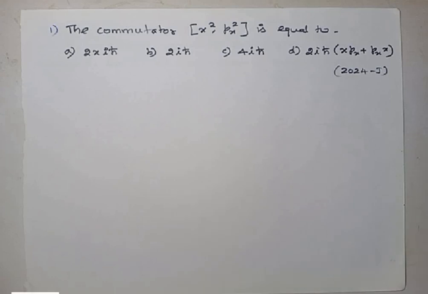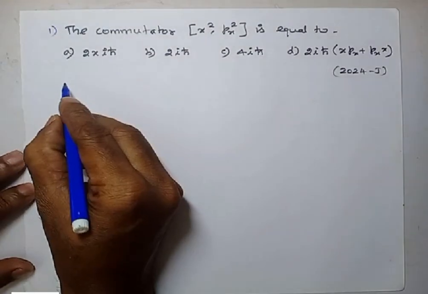The commutator [x², px²] is equal to... Four options are given. This question appeared in June 2024. This is actually a simple question. How to answer it?